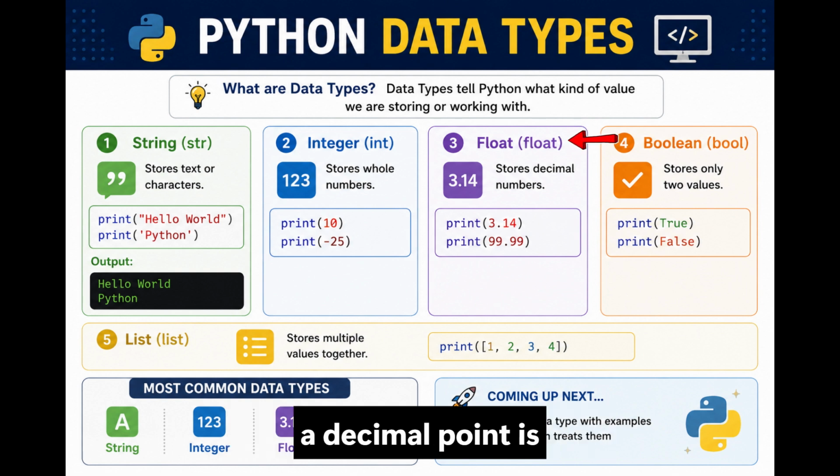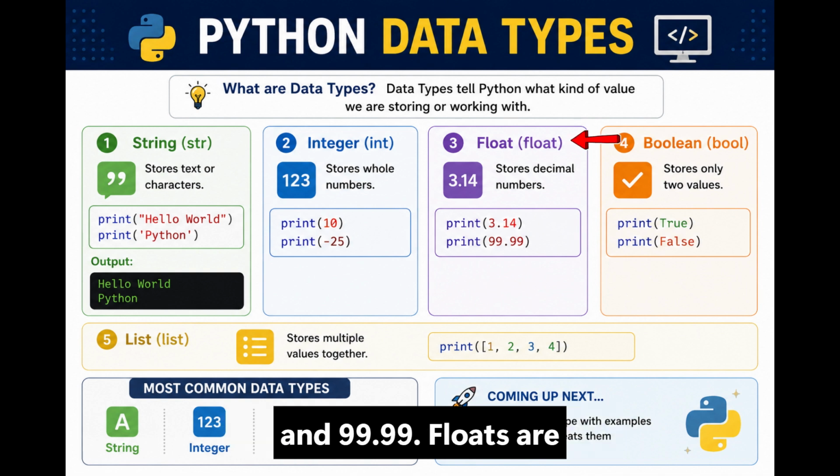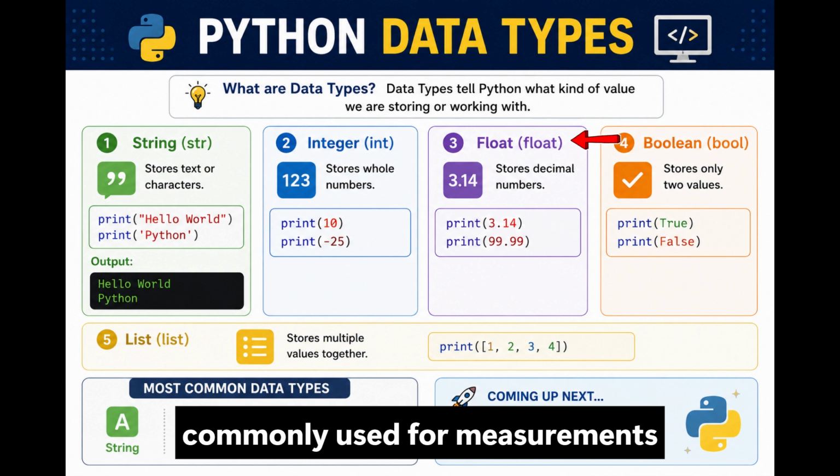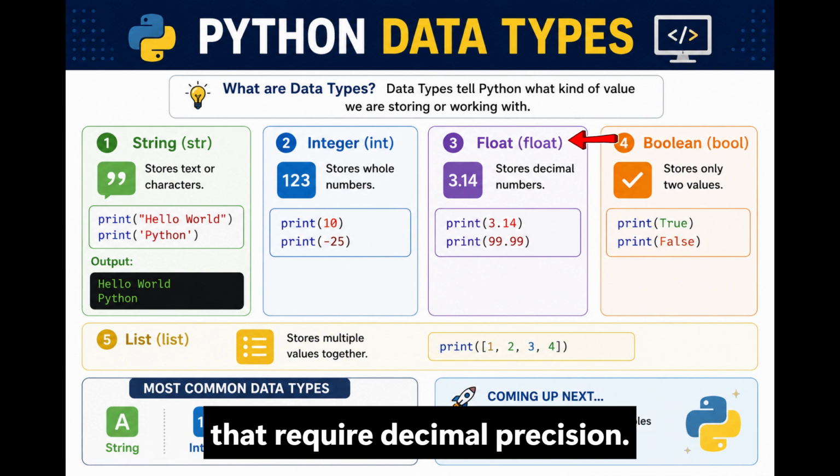Any number with a decimal point is a float. Examples include 3.14 and 99.99. Floats are commonly used for measurements, prices, temperatures, and other values that require decimal precision.